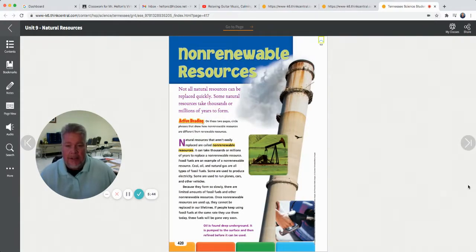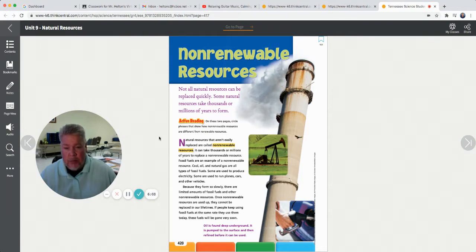And some things in nature are non-renewable. You can't replace them easily. Not all natural resources can be replaced quickly. Some natural resources take thousands or millions of years to form. Natural resources that aren't easily replaced are called non-renewable resources.